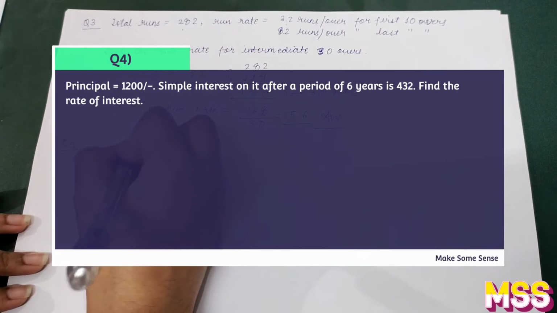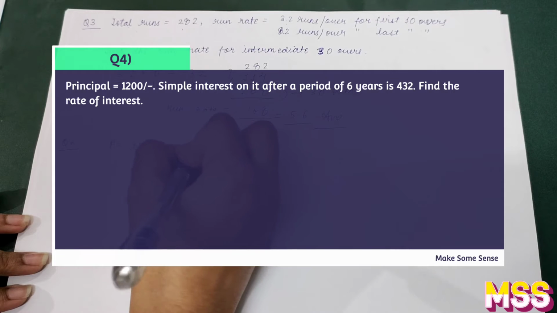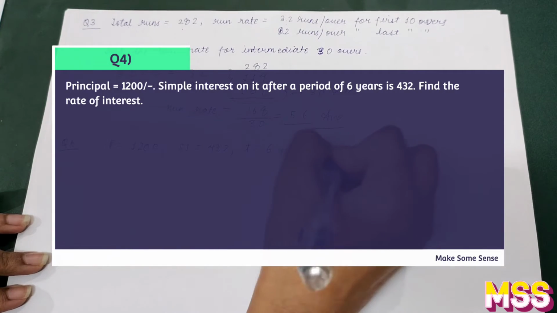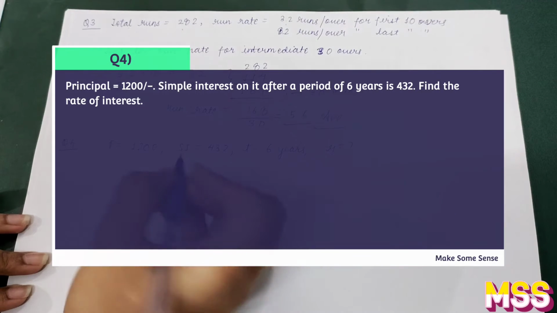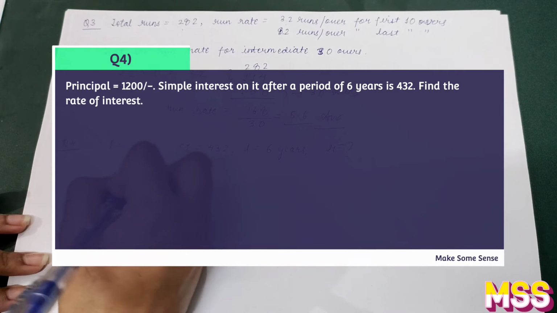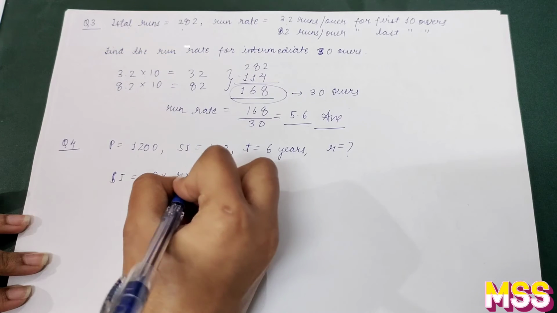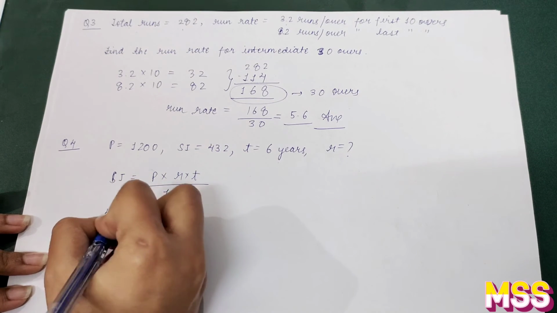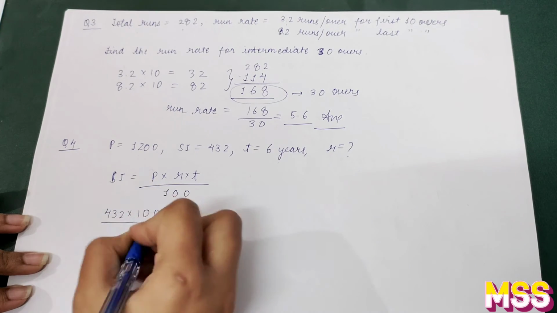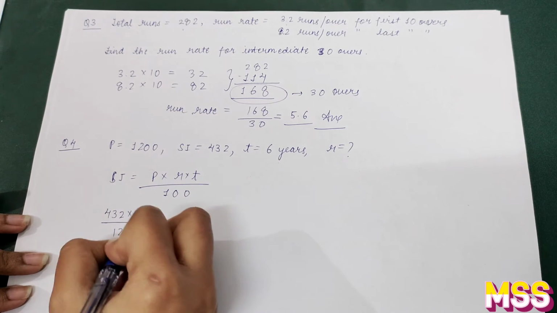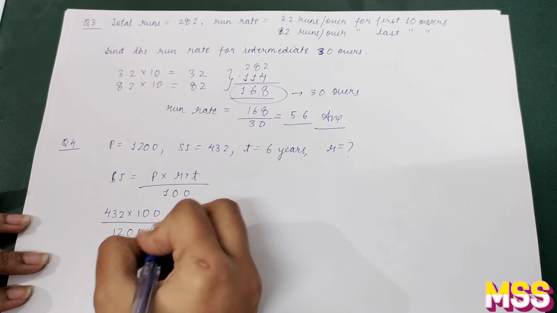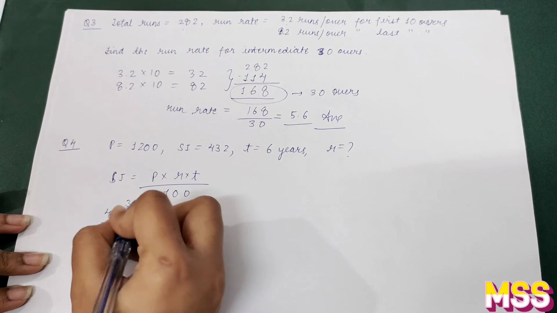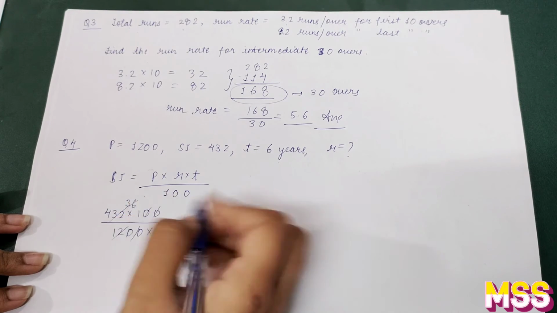The fourth question is related to simple interest. There is a principal of 1200. The simple interest is 432. Time is 6 years, and the rate is what we have to find out. The formula for simple interest is very easy. We all know that simple interest is equal to principal into rate into time upon 100, and then we just solve it. We bring all the given values to the left hand side, and r then comes out to be 6%.